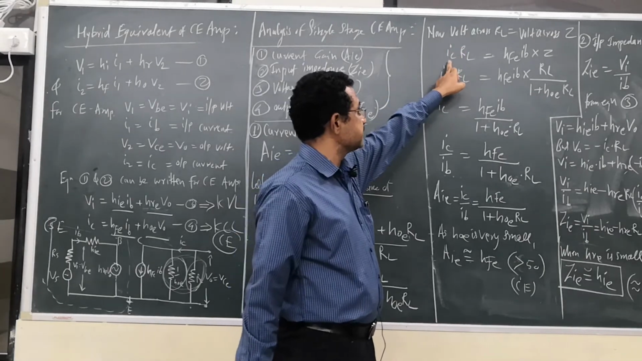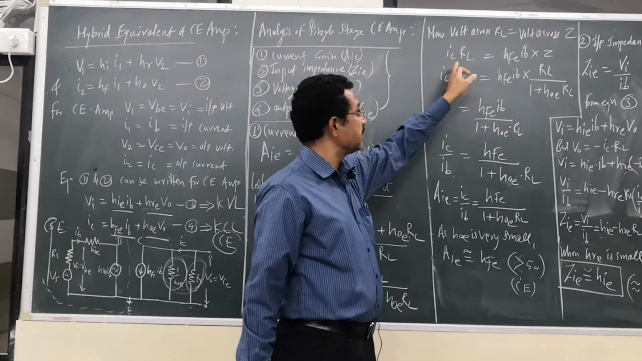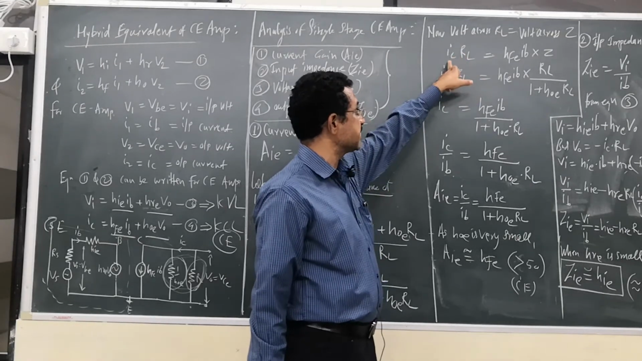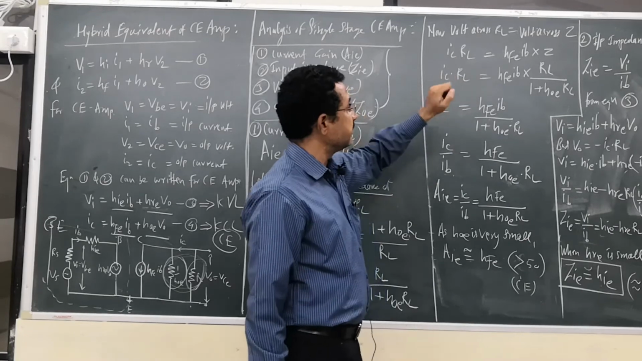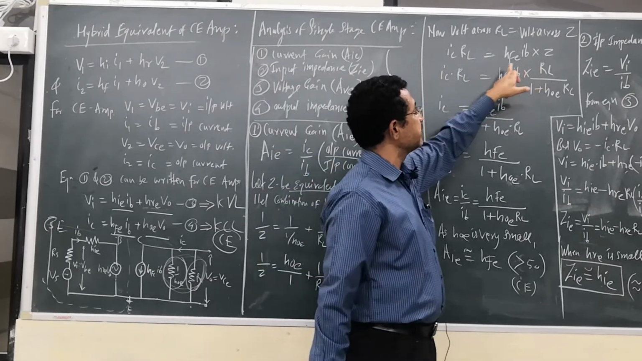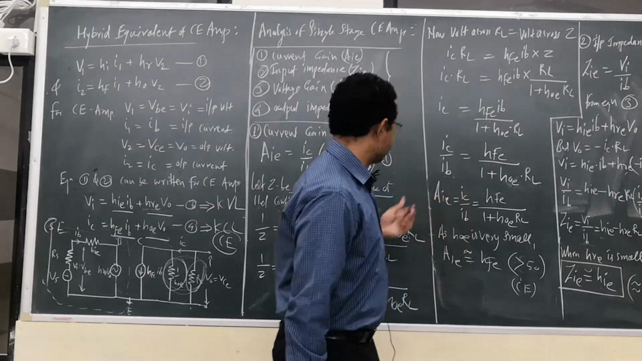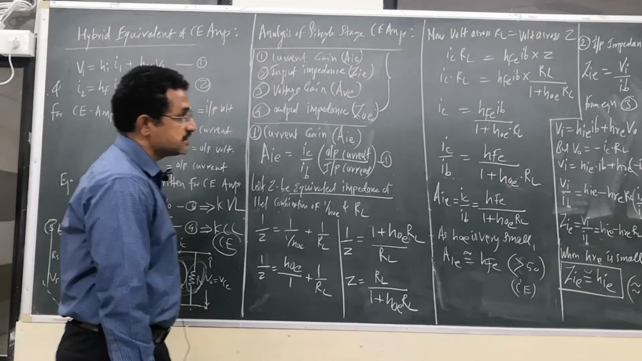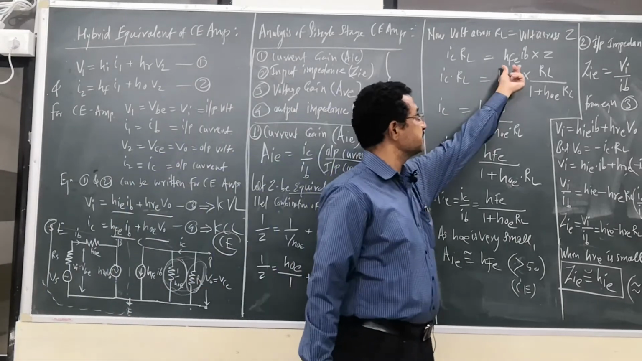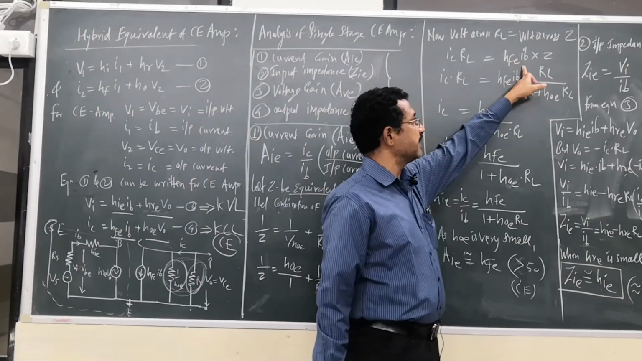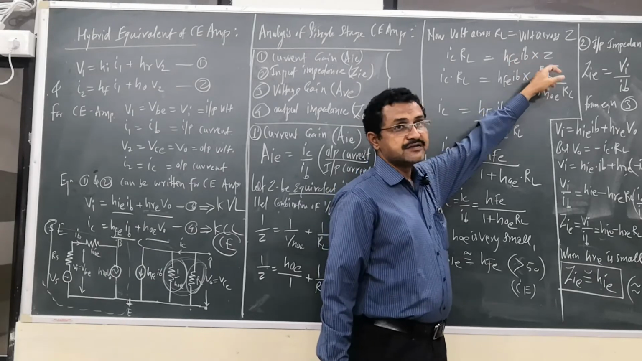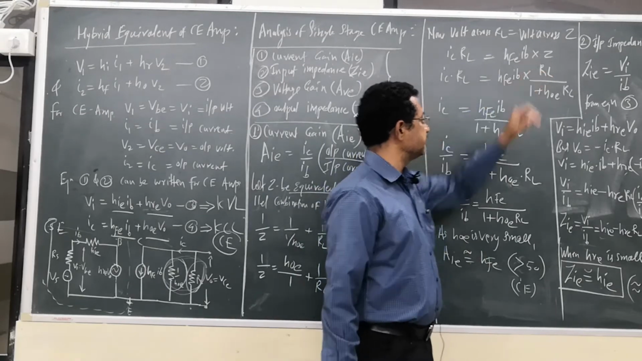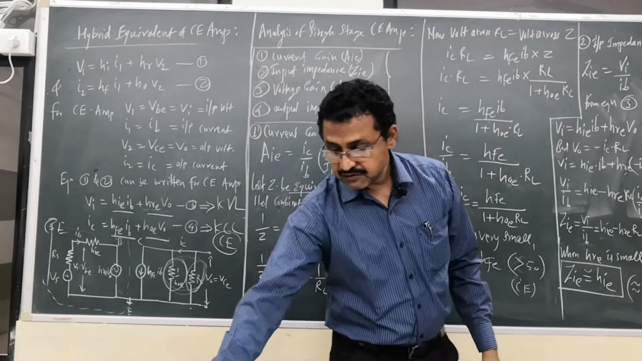So voltage across RL is nothing but IC into RL. This is resistance into current. So current into resistance is nothing but the voltage. So voltage across RL is IC into RL, and that is equal to the voltage across Z. The voltage across Z is nothing but, because there is already a current source HFE into IB, and Z is the impedance, that is resistance. So HFE into IB is the current, into Z the impedance, which is nothing but the voltage. When we multiply with Z, we obtain another equation.